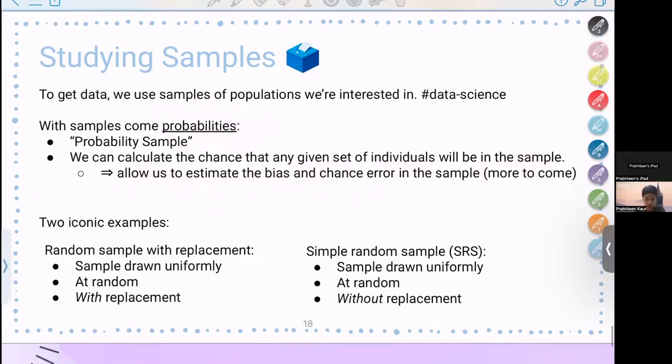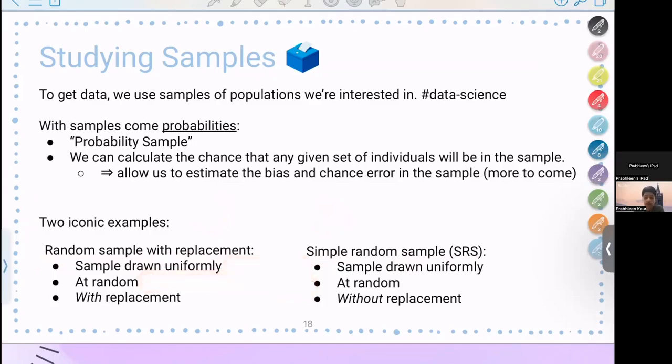For right now, though, the main thing to think about are the two iconic examples of studying samples. We have a random sample with replacement and a simple random sample. So we can break down what a random sample is, first of all. When we draw at random, that's what you think of, right? The second part here is that it's drawn uniformly.